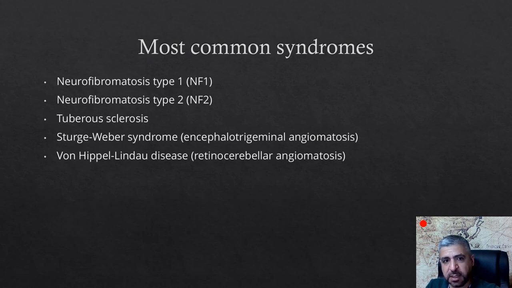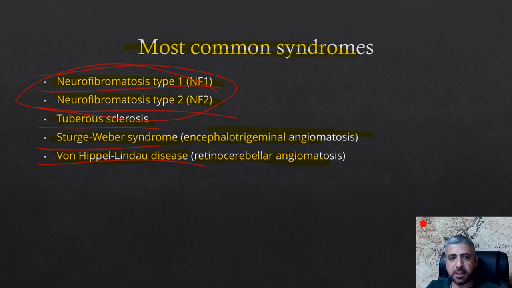The most common syndromes are neurofibromatosis type 1, neurofibromatosis type 2, tuberous sclerosis, Sturge-Weber syndrome, also called encephalotrigeminal angiomatosis, and von Hippel-Lindau disease, also called retinocerebellar angiomatosis. In this episode, we will talk about neurofibromatosis type 1 and type 2, and we'll leave the rest, tuberous sclerosis, Sturge-Weber, and von Hippel-Lindau, for the coming episodes.